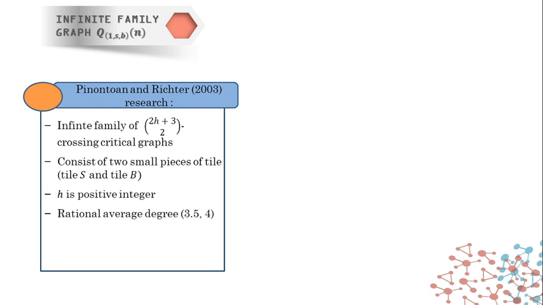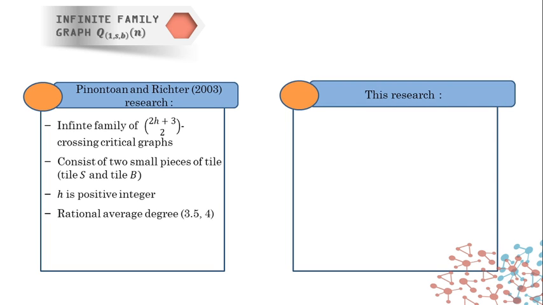Refer to the theory of tile that has been introduced by Pinontoan and Richter. They define an infinite family of 2H plus 2 crossing critical graphs, for H a positive integer, having rational average degree between 3.5 and 4, by gluing together two small pieces of graph with certain conditions in a circular fashion to build an infinite family of graphs.